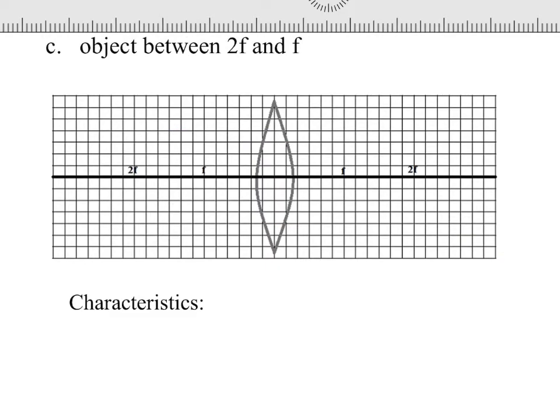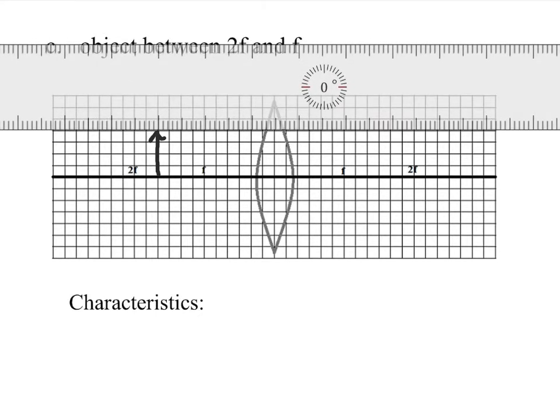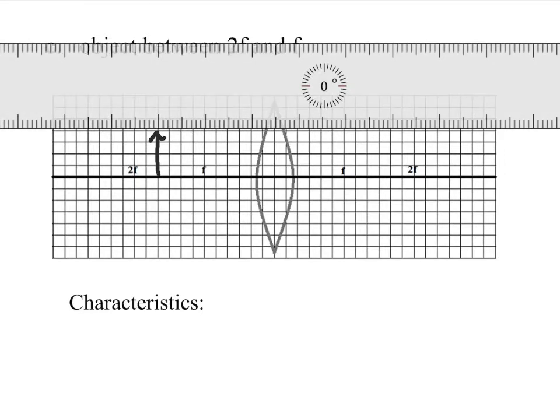Now what about in between 2F and F? Let's try that. So say I had my object right there. So what's going to happen to this guy? Again, same thing over and over. You're just drawing the same 3 rays.